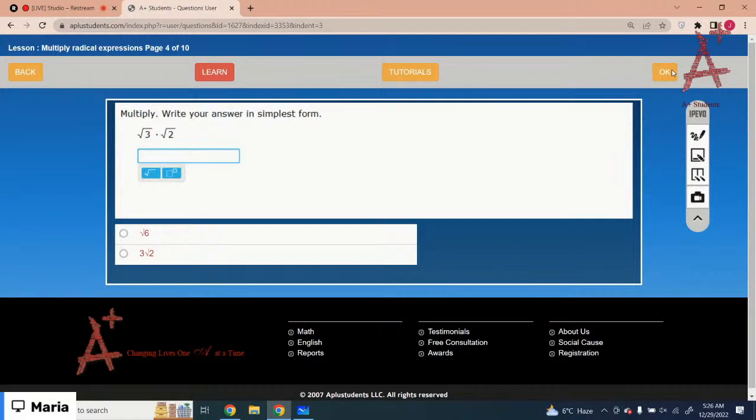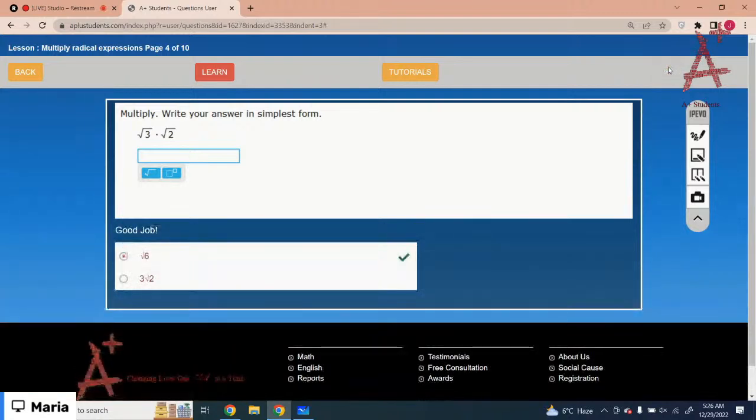Yes, that would be square root 6. Got it? You can write them in the same square root. So they are already prime numbers, the smallest prime numbers. So 2 times 3 is 6. So it would be square root 6. Option number 1 is the correct option. Just select the correct option, then click on the OK button.